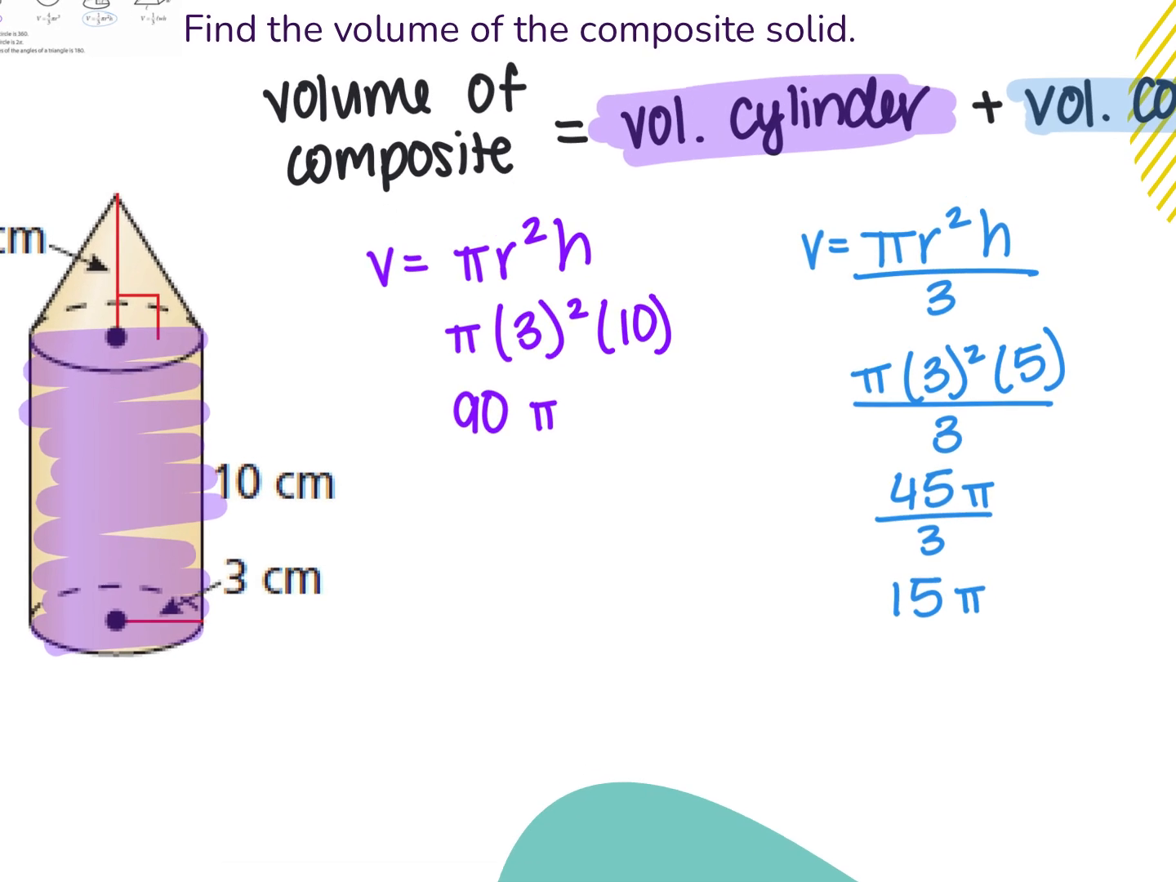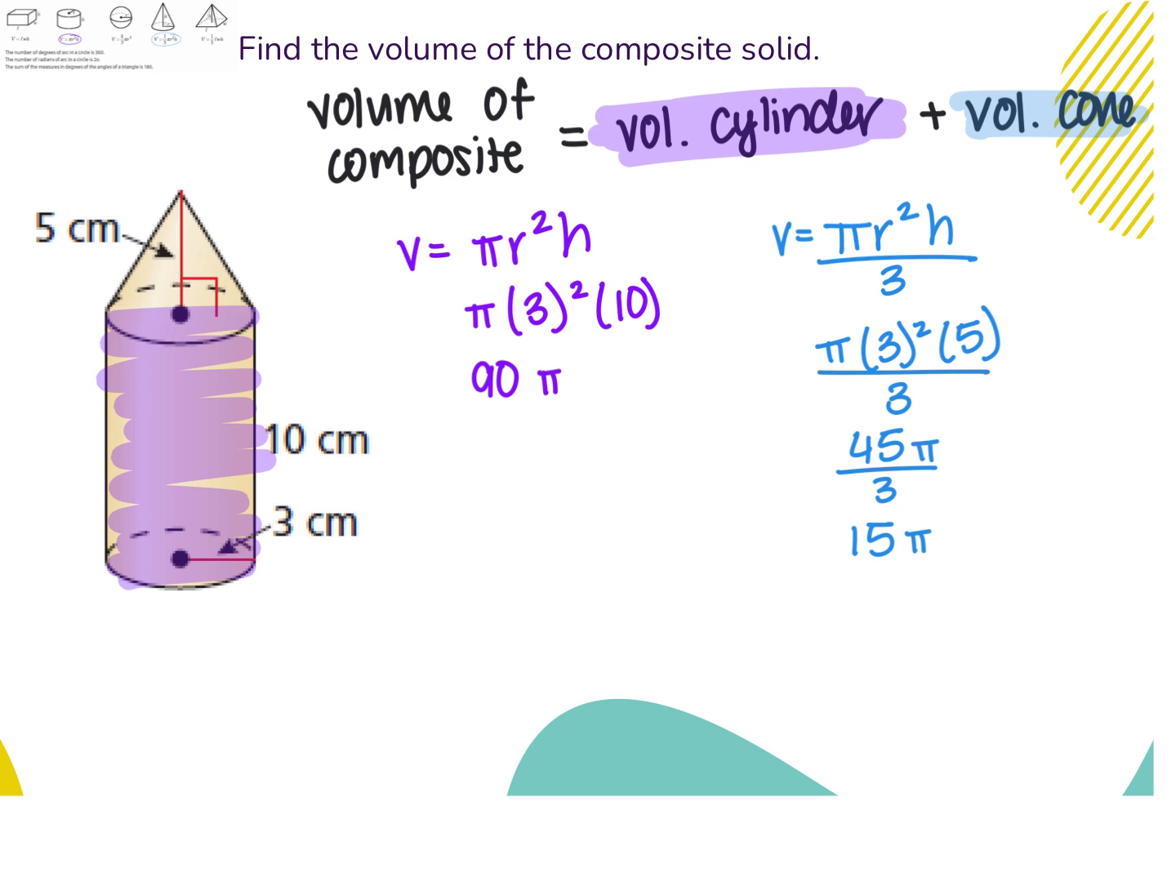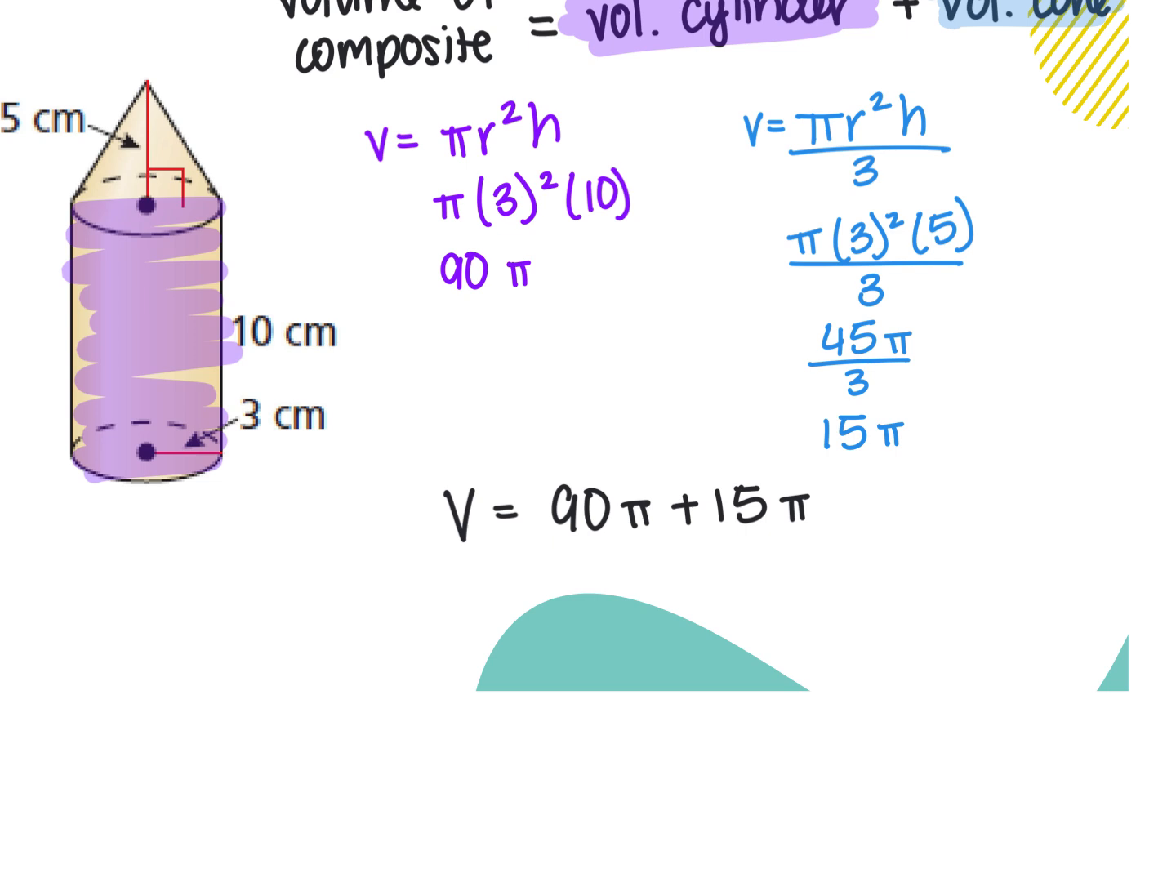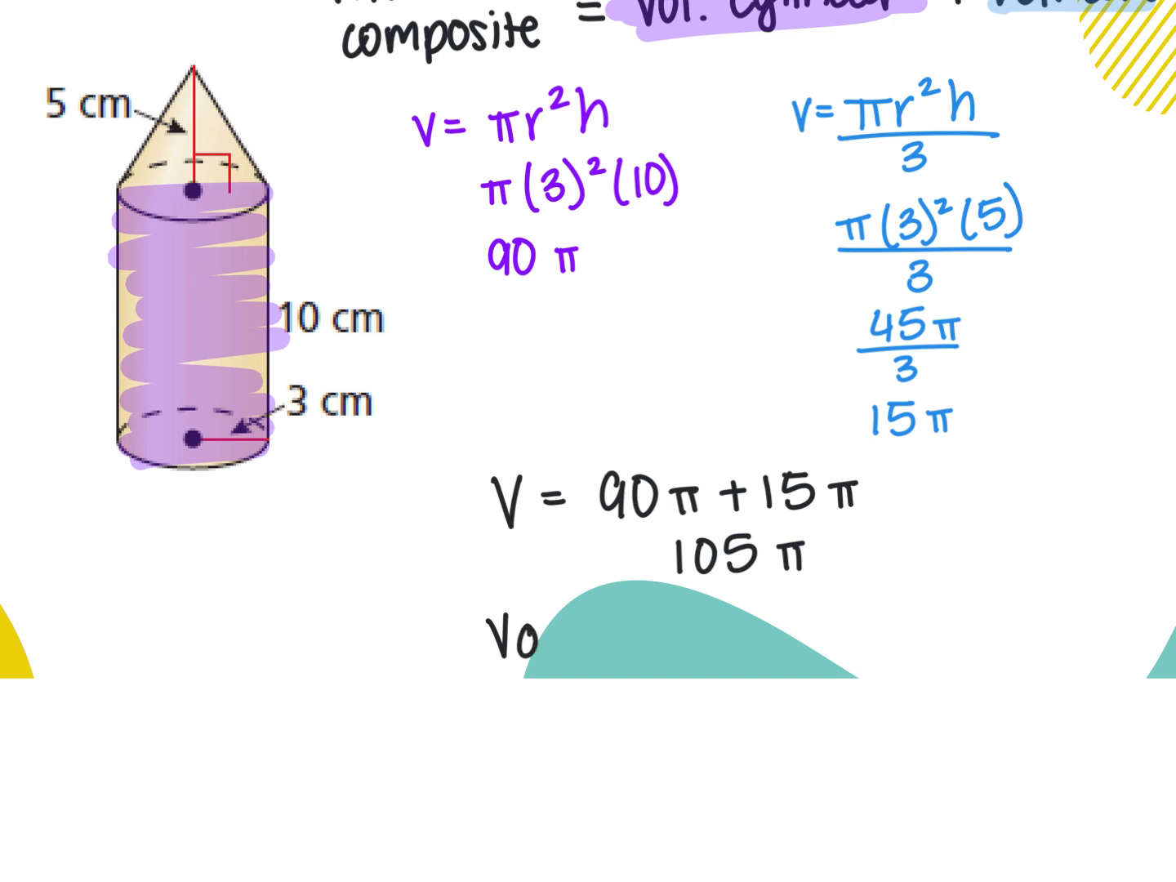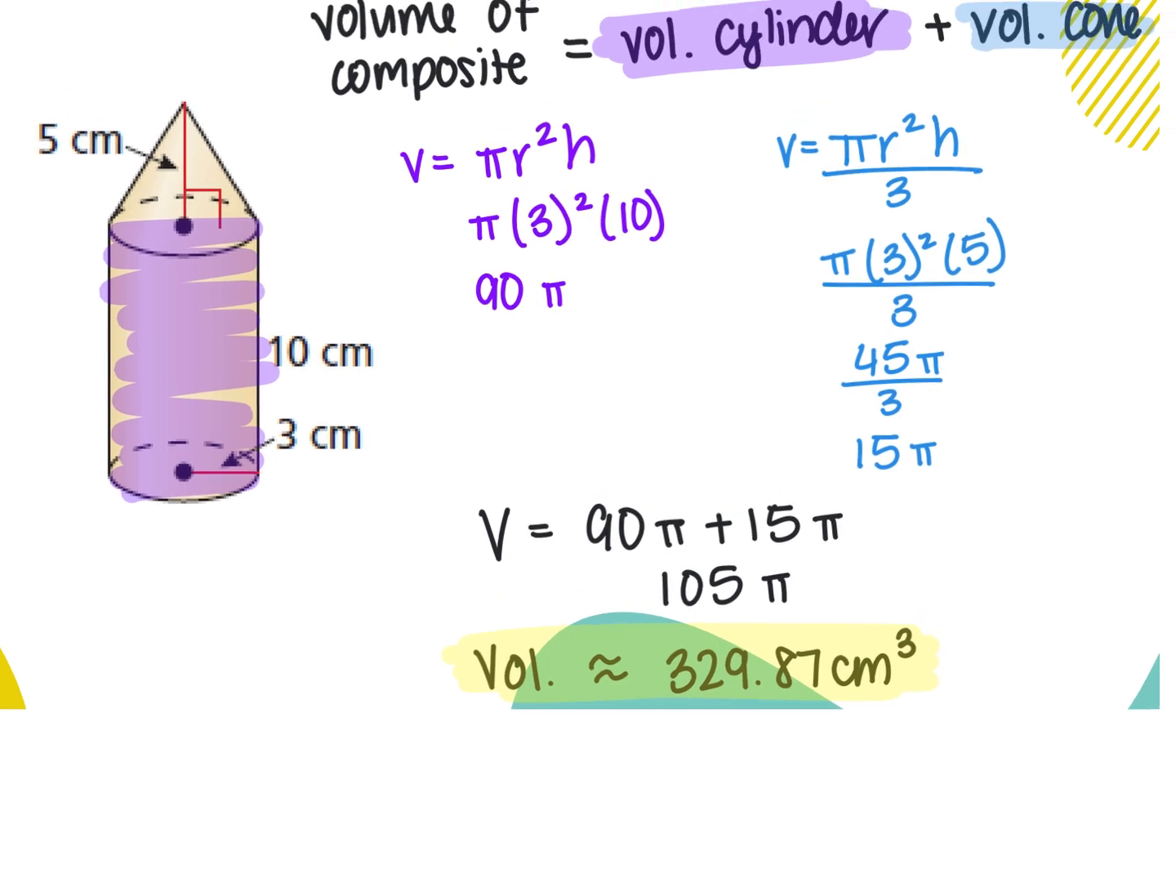Keep in mind it's asking me for the total volume of my composite figure. So in order for me to find the total, I'm going to take both of them. Volume equals 90 pi plus 15 pi. I am going to round in the end, but it's just easier for me to solve it this way. If I add these two together, I'm going to get 105 pi. And then you can just plug that into your calculator. Your volume is going to equal approximately 329.87 centimeters cubed. I rounded that one a little bit more. All right, questions on this one? Okay.